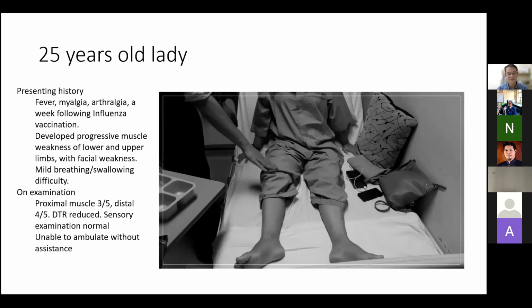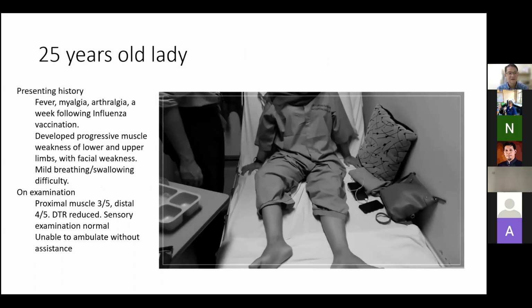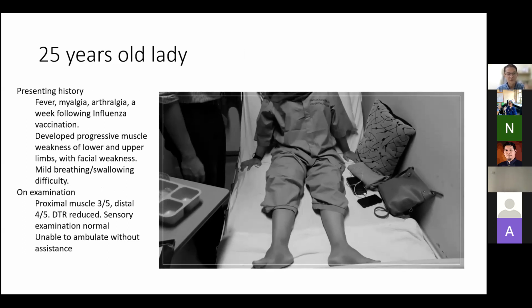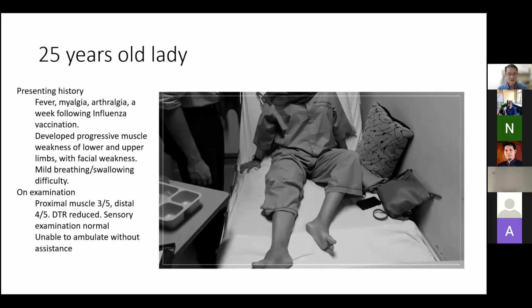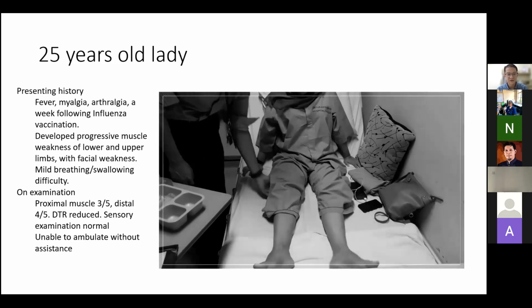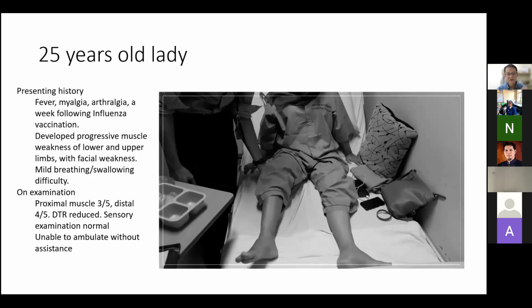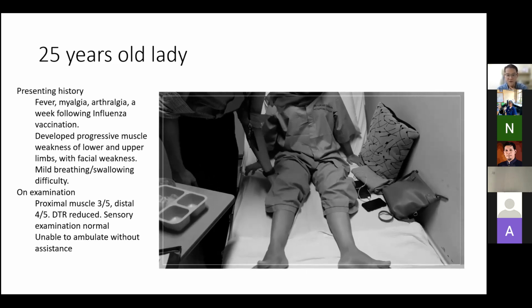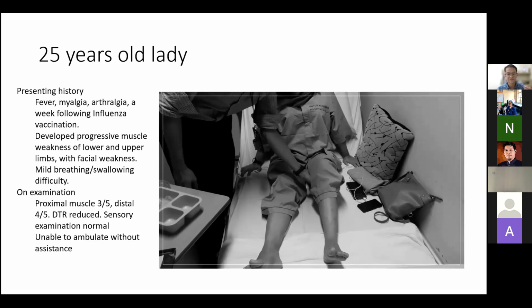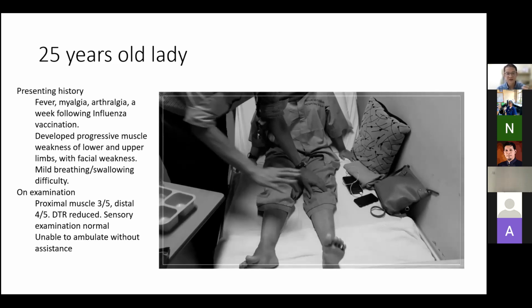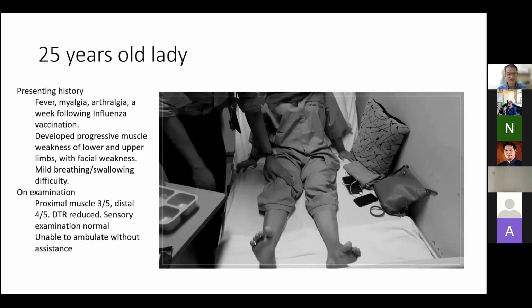The videos. So, a 25-year-old lady presented with fever, myalgia, arthralgia, a week following an influenza vaccine. She subsequently developed progressive muscle weakness of the lower and upper limbs and facial muscle weakness as well. She had difficulty in breathing on admission and also swallowing difficulty. You know that this patient has a neuromuscular emergency because the respiratory and the bulbar muscle weakness is affected.